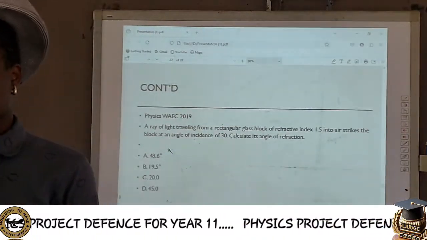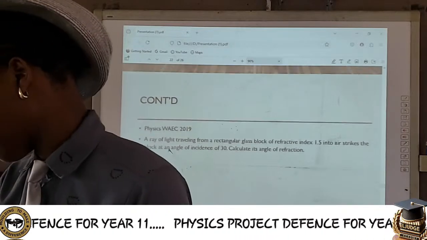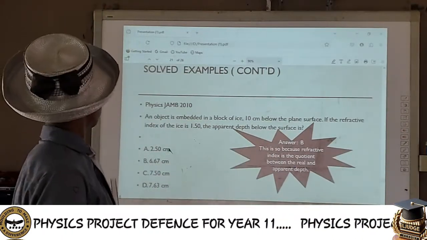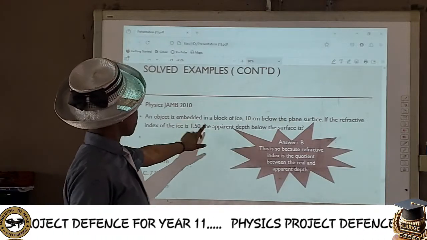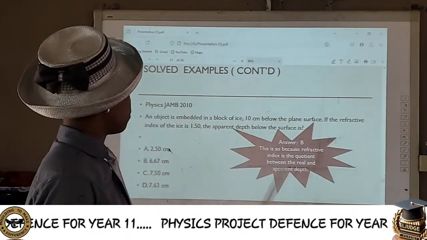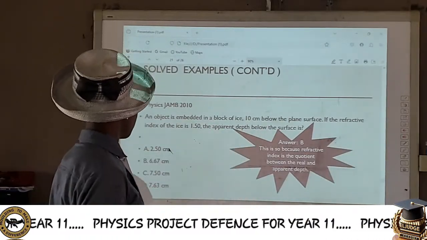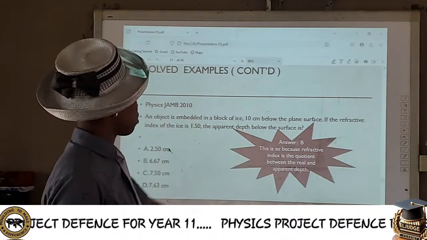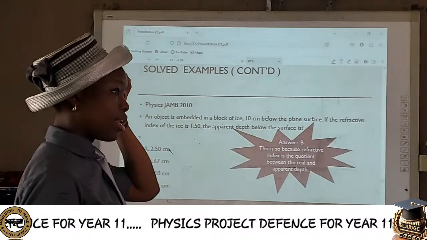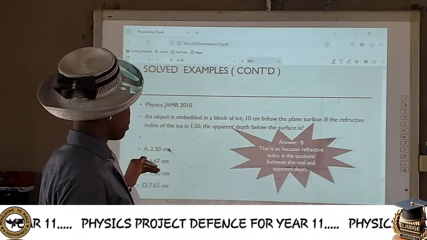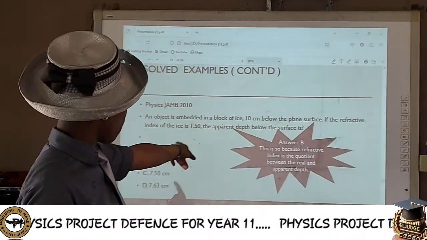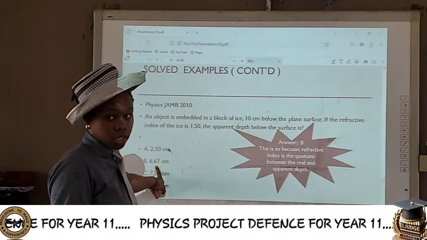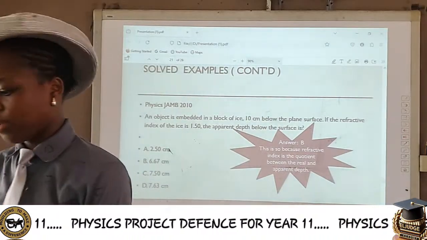We didn't see the mathematical solution of that question that you just showed us. So how are we going to solve it? An object is embedded in a block of ice 10 centimeters below the plane surface. If the refractive index of ice is 1.50, the apparent depth below the surface is, so n equals real depth over apparent depth. So when the 1.50 and 10 are substituted, it will give you 6.6. Yeah, that's what you're supposed to do.